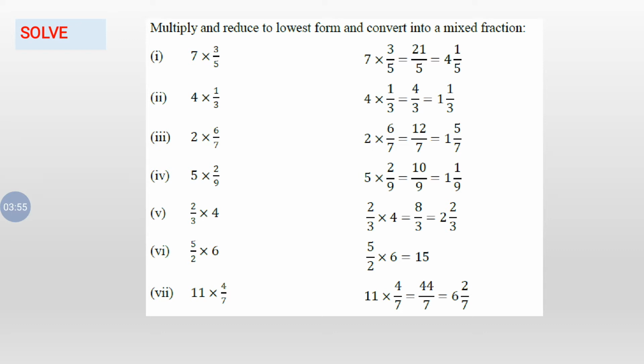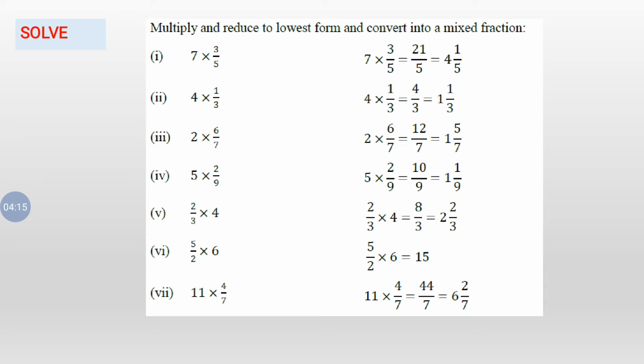2/3 into 4. The denominator is considered as 1, so 4/1. The product of the numerators divided by the product of the denominators: 2 4s are 8, 3 1 is 3. So 8/3. Improper fraction, convert into mixed fraction. We get the value 2 2/3.